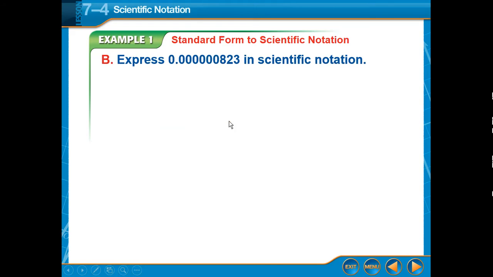So for this one, the first non-zero number as I'm moving from left to right is this 8. So that means I want the decimal after it. So now my number is 8.23. Okay, and then I'm doing my times 10. And I need to know what my n is. So going from here to here, how many places did it move? 1, 2, 3, 4, 5, 6, 7.